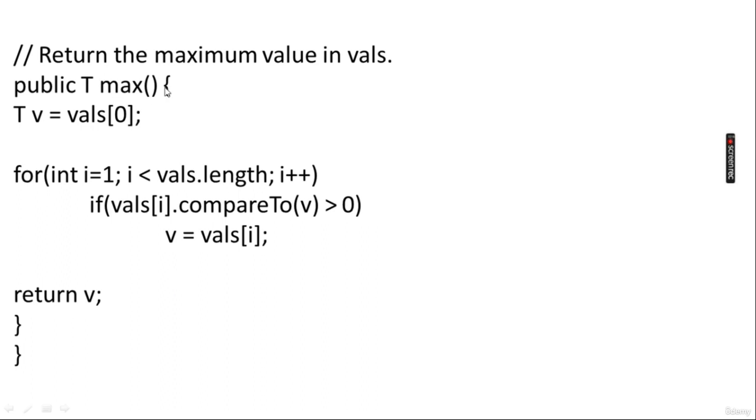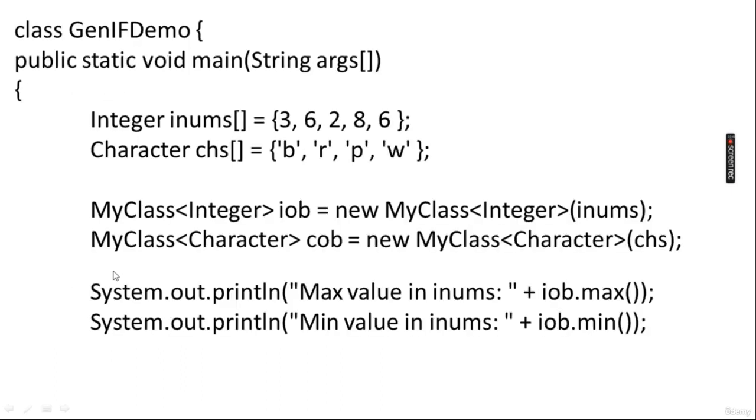Then T max, the same way. First of all, the first value, that is values[0], will be fetched from the array. Then this v will be saved over here. Then from 1 to values.length, we are iterating: if values[i].compareTo(v) is greater than 0, that is, any value is greater than this particular starting value of the array, then it will be replaced by this value v, and v will be returned as the maximum value.